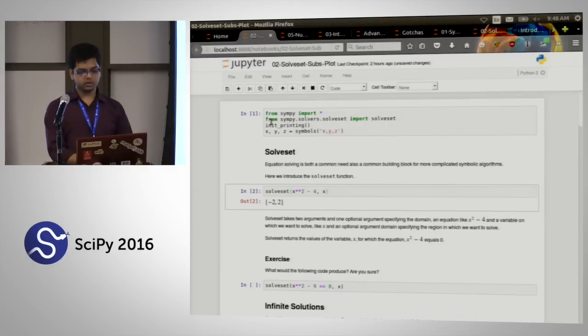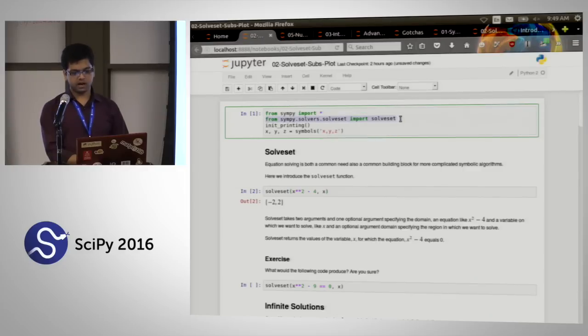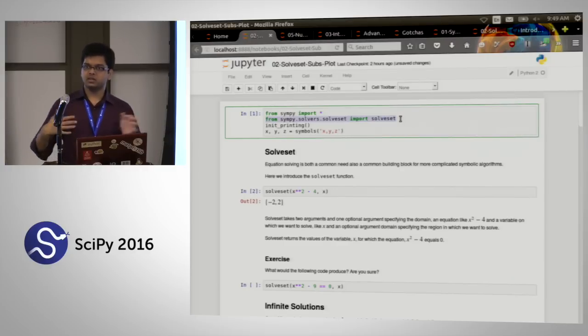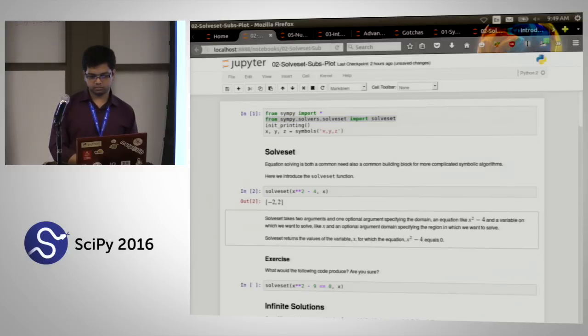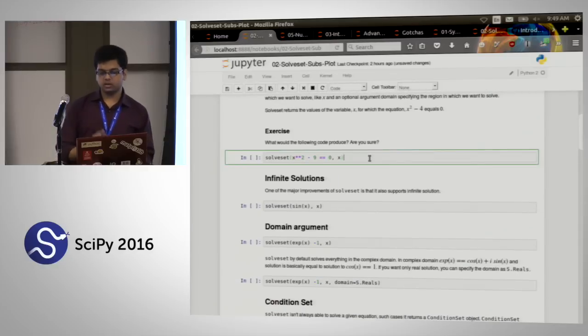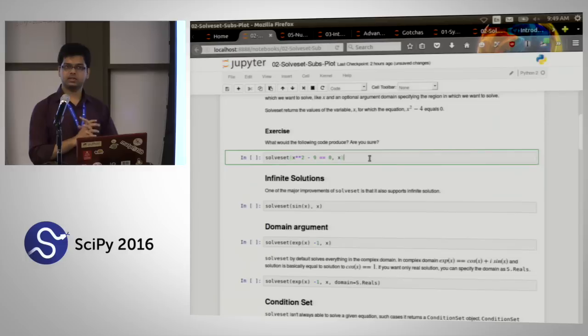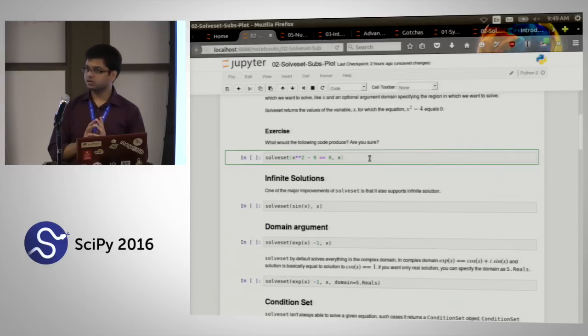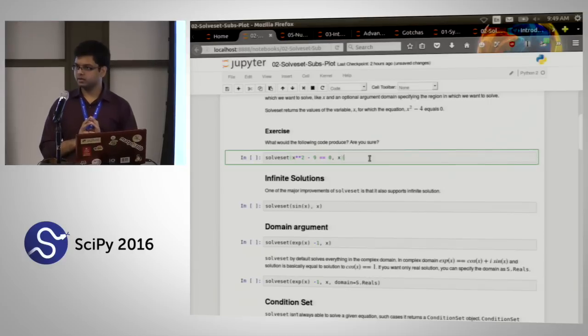So one thing you should notice is we are importing solveset explicitly. It's not in the main namespace yet because it's not complete, but still we recommend using solveset. So yeah, try running this. Try solving for this equation and see what you get. We did? Uh-huh. Okay, so we did.